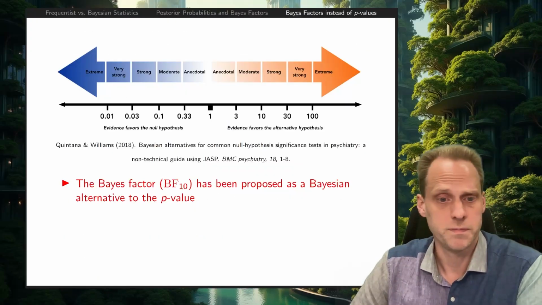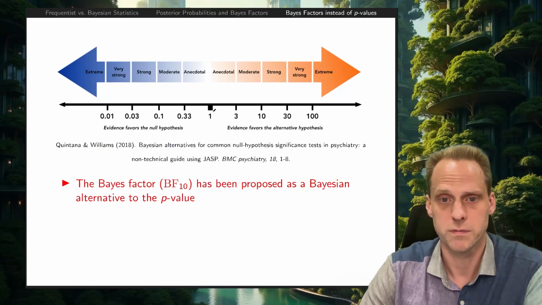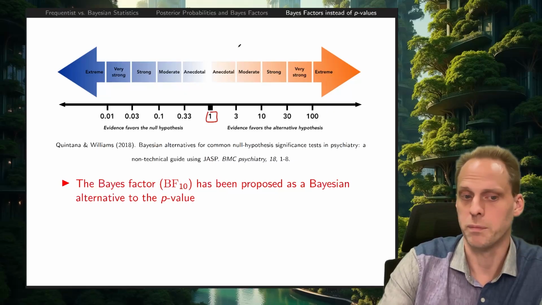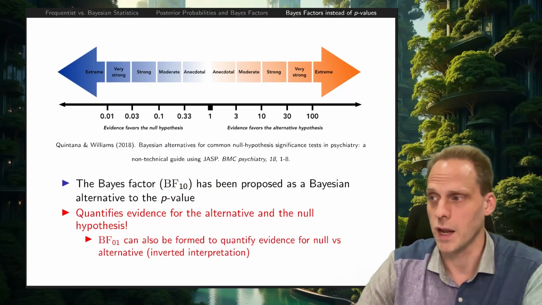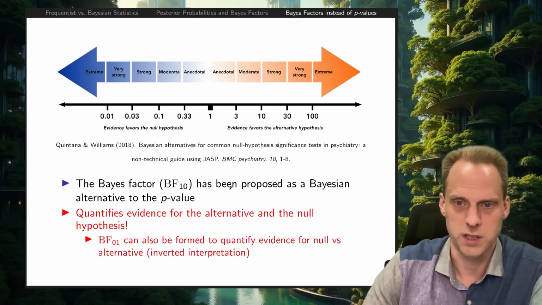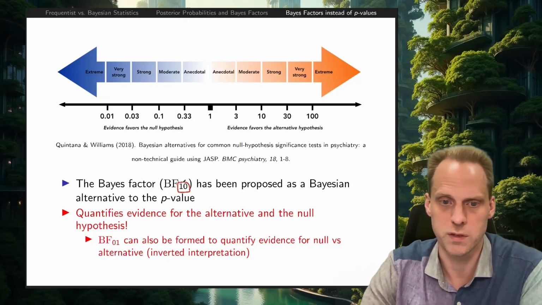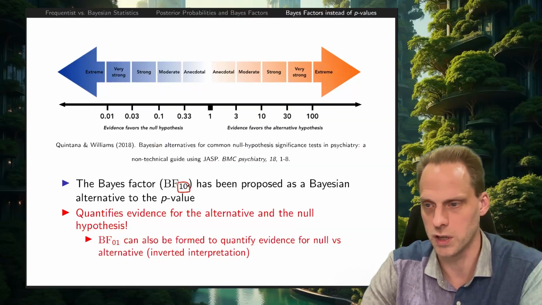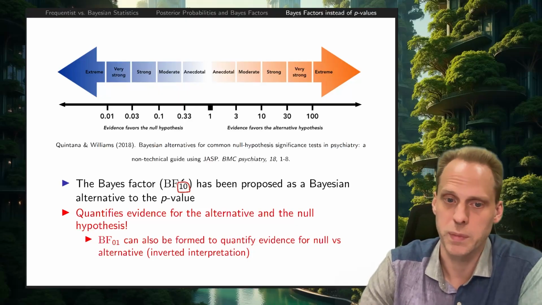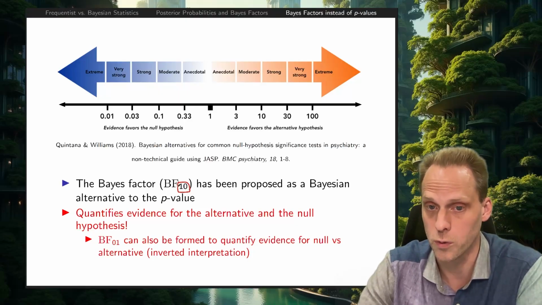So the Bayes factor is a measure that is always positive and centered around 1. It's been proposed as a Bayesian alternative to the p-value, and it quantifies the evidence for the alternative and the null hypothesis. Basically, this depends on the subscript. We see 1, 0, which means we compare the alternative to the null. It could also be 0, 1. Then we do it the other way around. We compare the null to the alternative. And this is something we can do in Bayesian statistics, which is really cool.